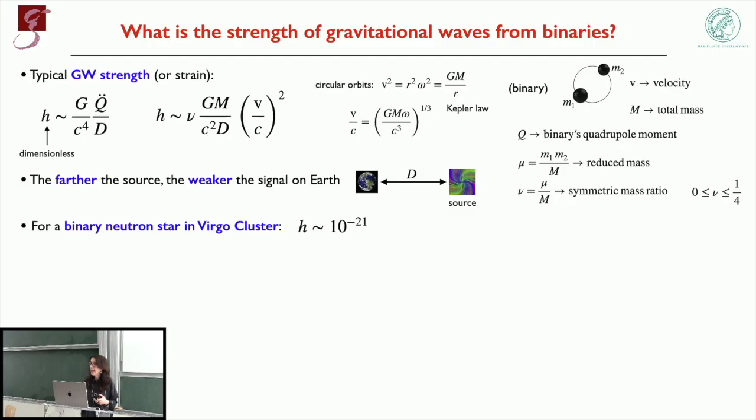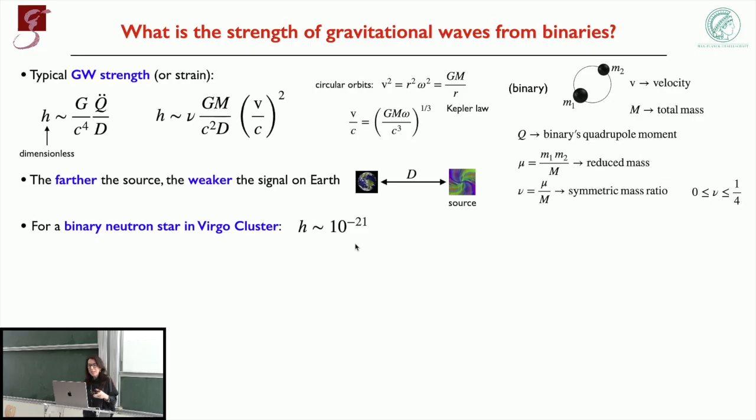Now, if you take a binary neutron star in the Virgo cluster, and you compute this formula here, almost at the end, when the two bodies are close to merger and v is almost the speed of light, you get a very small number, 10 to the minus 21. Of course, if you put the binary in our galaxy, this number will be much larger. The Virgo cluster is around 20 megaparsec from us. It's the closest cluster, which has of the order of 3,000 galaxies.